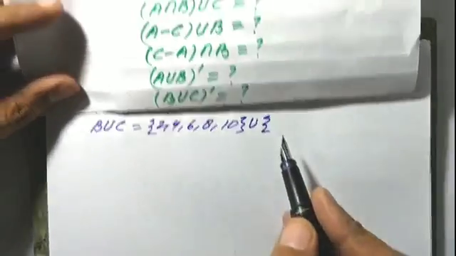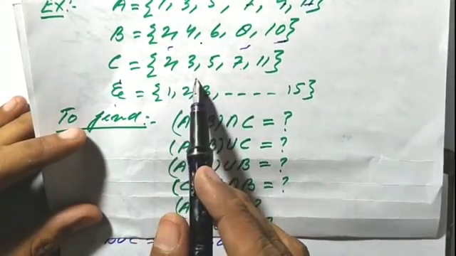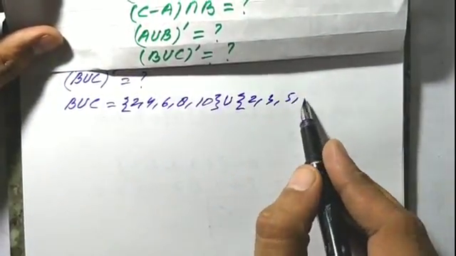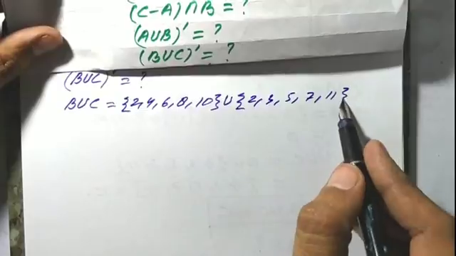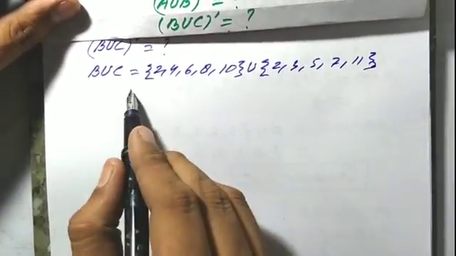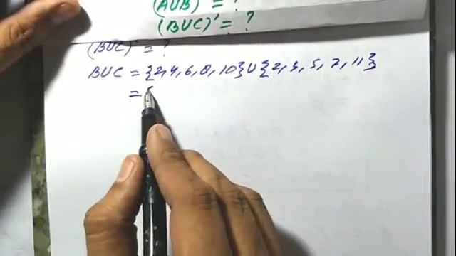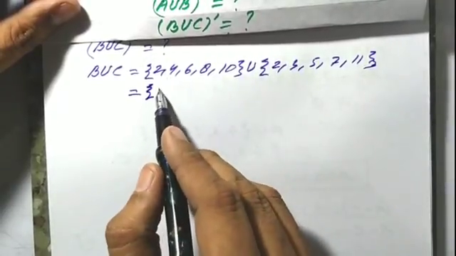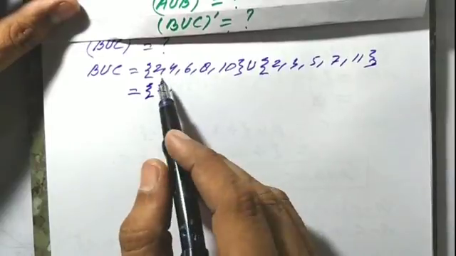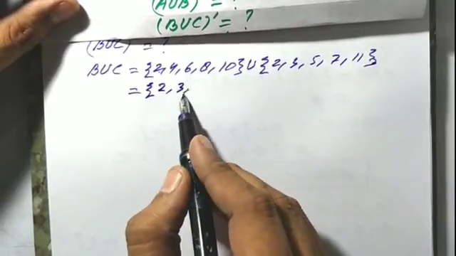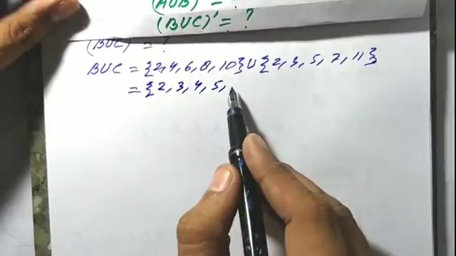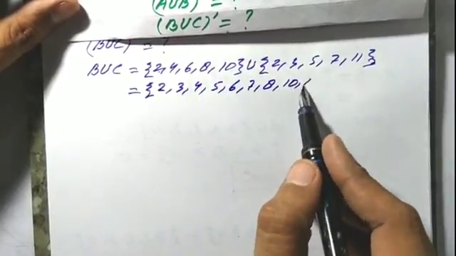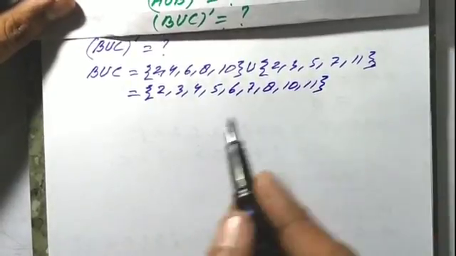union C, and C is the set of 2, 3, 5, 7, 11. Now we have to take the union of these two sets, and in the union, as you know, we take all the elements of both the sets, common or uncommon, provided no element is repeated. So 2, 3, 4, 5, 6, 7, 8, 10, 11. So this is B union C.